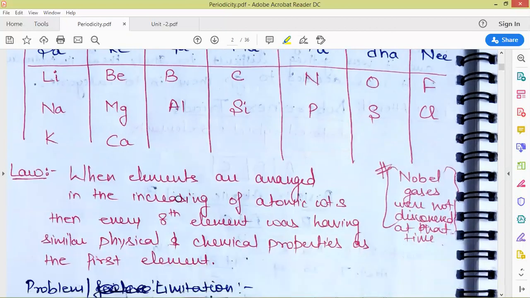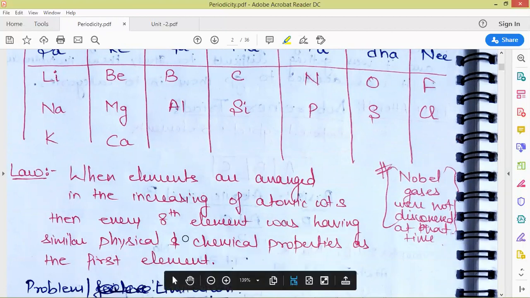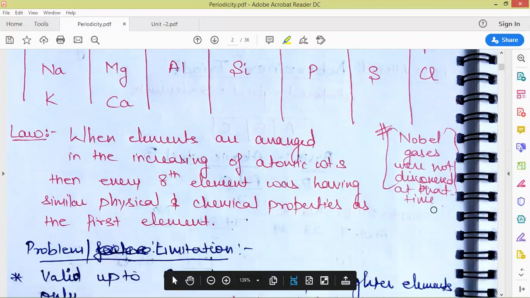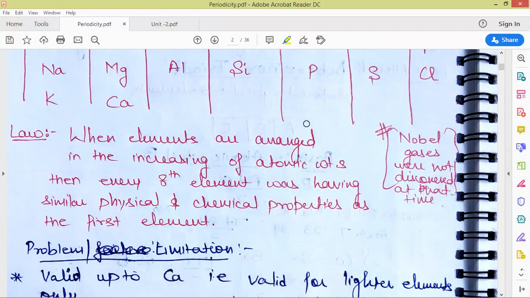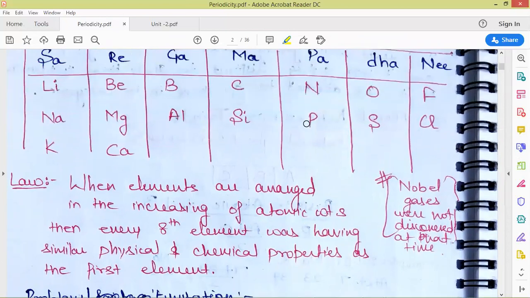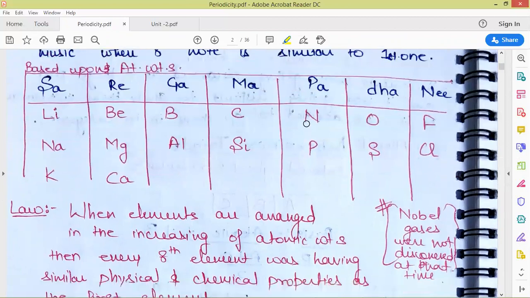His proposal was based upon the law that when elements are arranged in the increasing order of atomic weights, then every 8th element has the same physical and chemical properties as the first element. At that time, noble gases were not discovered, so he didn't put the noble gases into the periodic table. So this was the law provided by him.